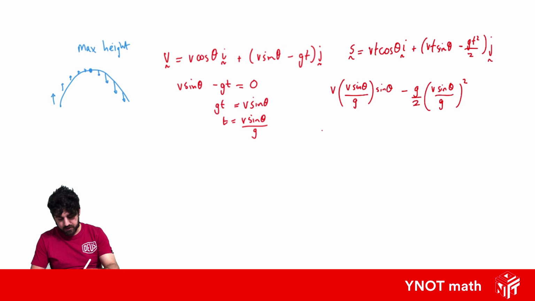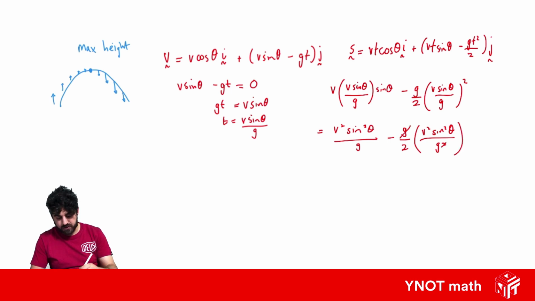And tidy this up a little bit, so we get v squared sine squared theta on g minus g on 2 times v squared sine squared theta over g squared. Here one of those g's will cancel, so we get v squared sine squared theta on g minus v squared sine squared theta over 2g.